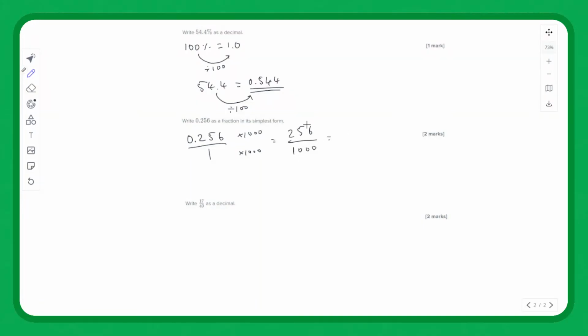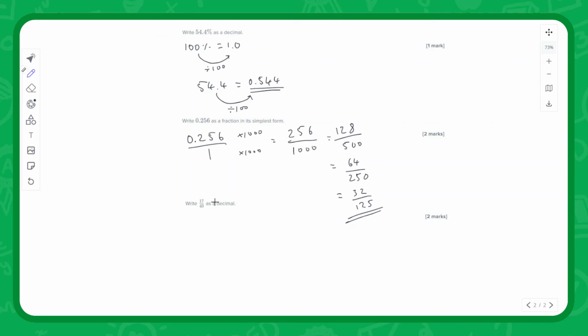We can simplify further, right? We've got a common factor of 2. We could write this as 128 over 500. Again, I've got a common factor of 2. This is 64 over 250. And again, I've got a common factor of 2. This is 32 over 125. And I don't think I can go any further than that. So that's going to be my final answer.